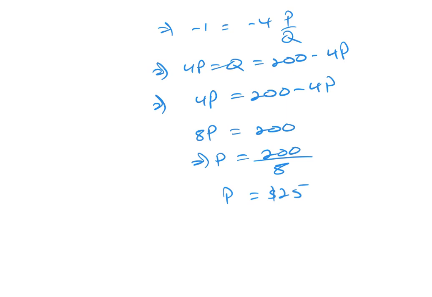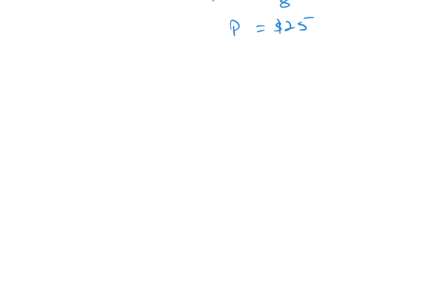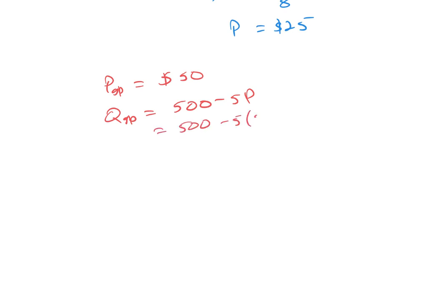So at this price, what will the individual tickets be demanded? So we can again go back. We said that the price for general public should be $50. So the demand for general public is given by 500 minus 5p, and 500 minus 5 times 50 would be 500 minus 250, or 250 tickets. So general public should be sold 250 tickets, and that's what the demand will be when price is 50.